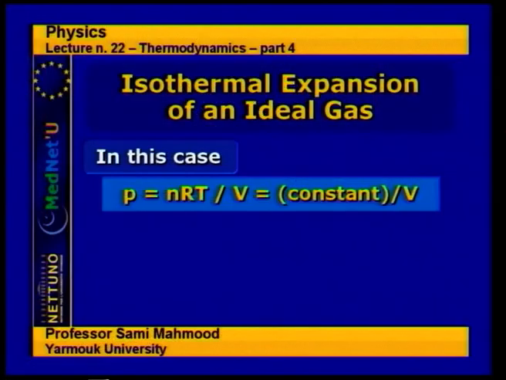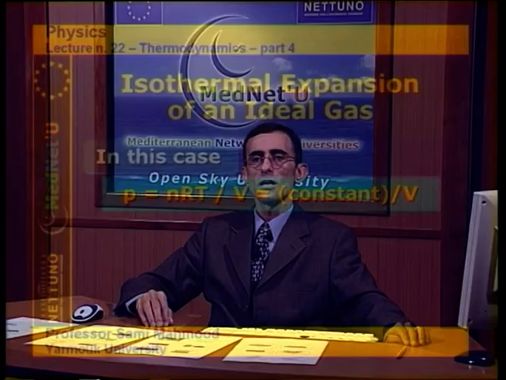In this case, we recall that from the equation of state, the pressure is equal to nRT divided by V, or it is equal to a constant divided by the volume V, because n is the number of moles, the number of molar masses in the sample, and R is the gas constant, which is constant. And since the process is isothermal, then the temperature is also constant. So that leaves us with the pressure equal to a constant divided by the volume.